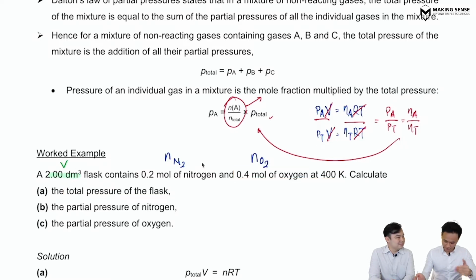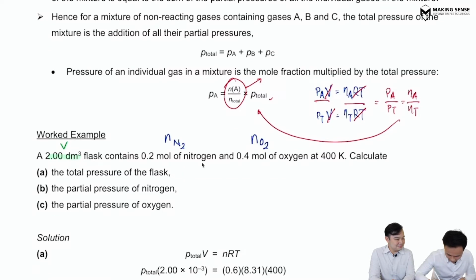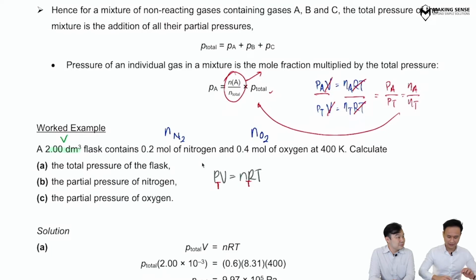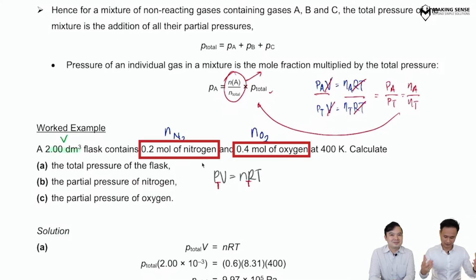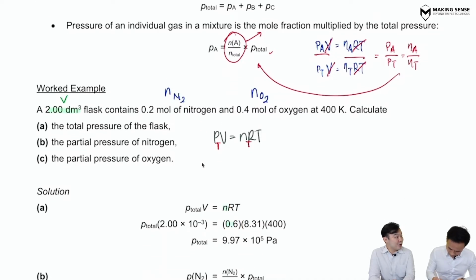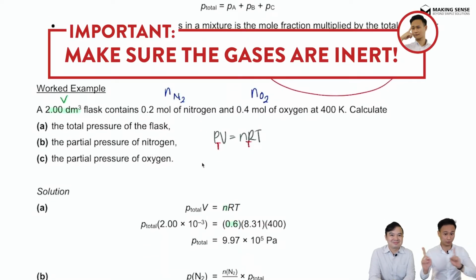So again, you should bring in your ideal gas equation, and that's a very easy PV equals nRT. Your P is your total pressure, and your n is your total number of moles. So what's the total number of moles? I don't care what these gases are. I know it's N2, I know it's O2, but my total moles is just number of moles of A plus number of moles of B. So that's 0.6 in this case. So you must make sure that you're not reacting as well, right? Exactly, they need to be inert. They don't react with each other.